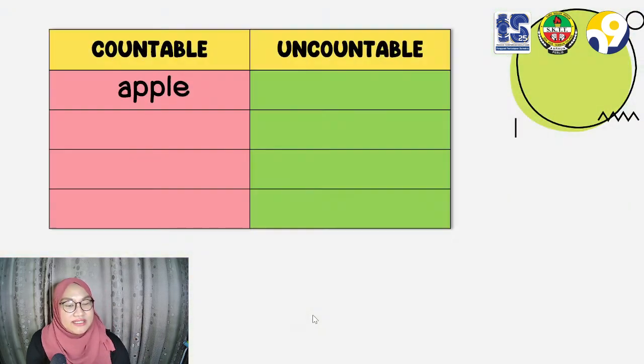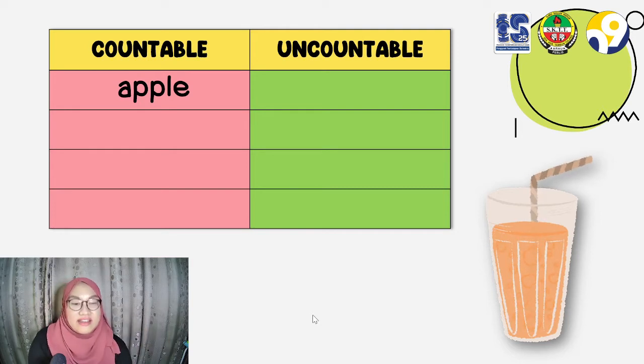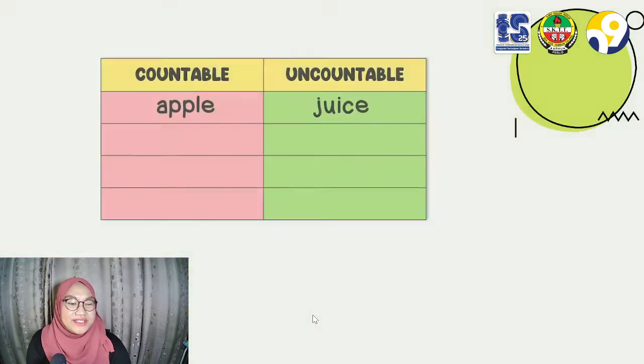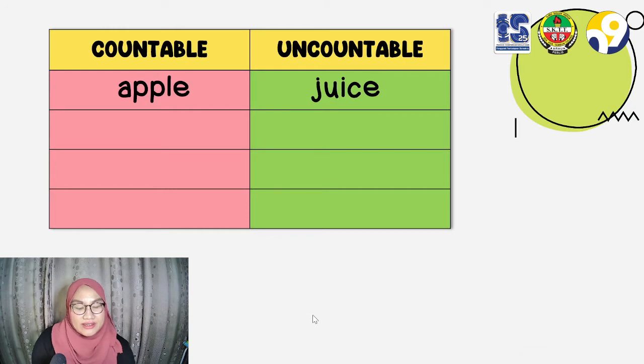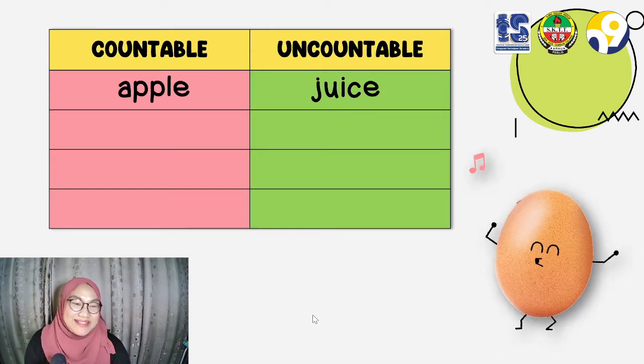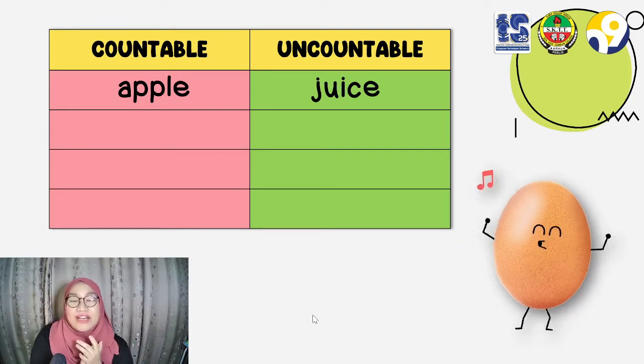Alright. Number 2, what do we have here? Juice. We have juice. So, what do you think? Is it countable or uncountable? Yes, it's impossible to count juice, as in air juice tu kan. So juice is uncountable. Moving on to the next one, we have egg. Look at the happy dancing egg. So cute. So what do you think? Is egg a countable noun or uncountable noun?